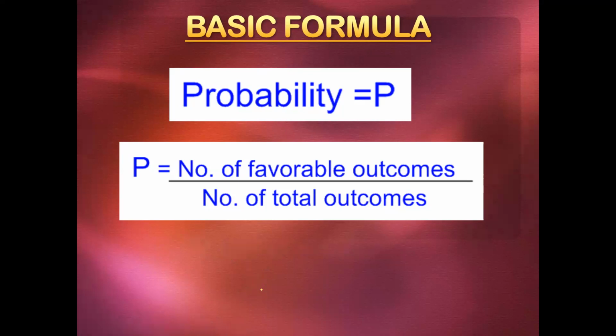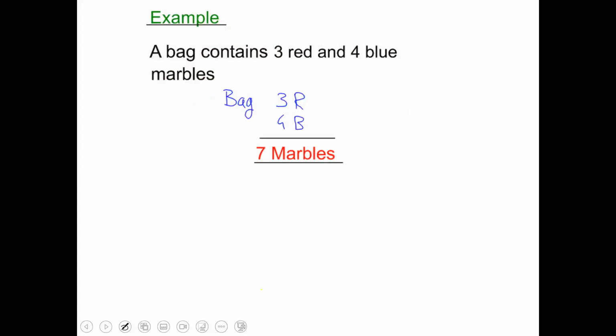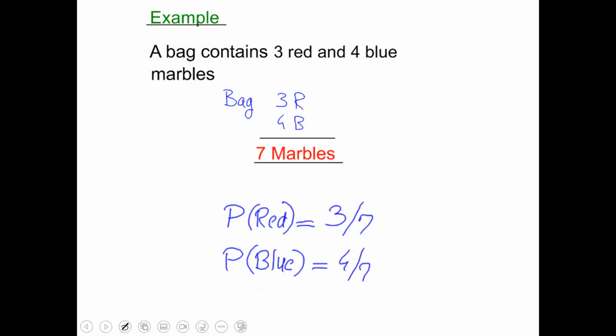Now you see this idea. A bag contains 3 red marbles and 4 blue marbles. The total is 7. So when you find the probability for red, it is 3/7. And when you find the probability for blue, it is 4/7. Now you have to copy this.